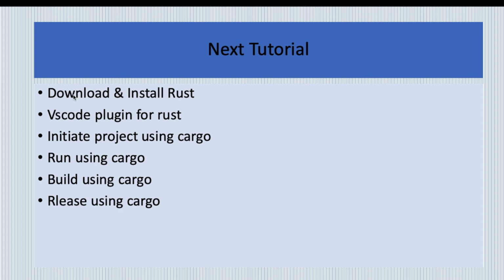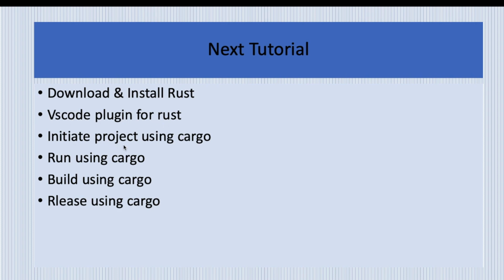The next tutorial will talk about how to download and install Rust, and how to set up the VS Code plugin. VS Code means Visual Studio Code. I think all of you are familiar with Visual Studio Code, but if someone is not, I will tell you how to download and install it. It's very simple. And for Visual Studio Code we have a plugin for Rust, so we will see how to set that up.